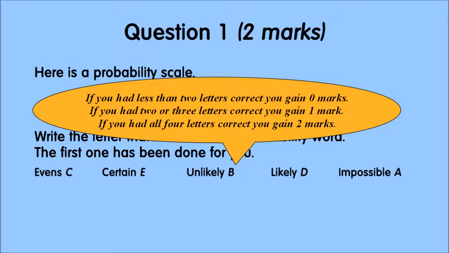If you had less than 2 letters correct, you gain 0 marks. If you had 2 or 3 letters correct, you gain 1 mark. If you had all 4 letters correct, you gain 2 marks.